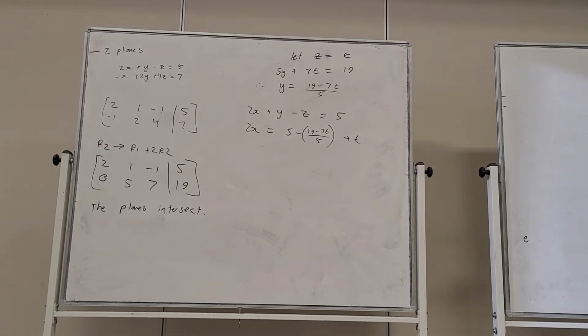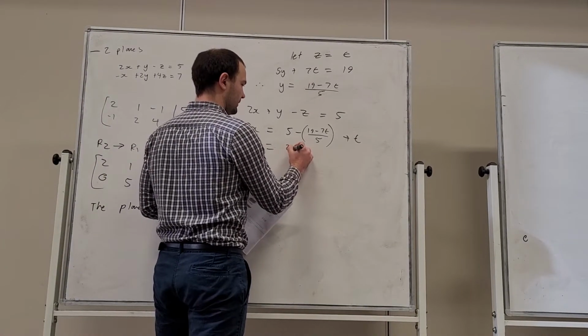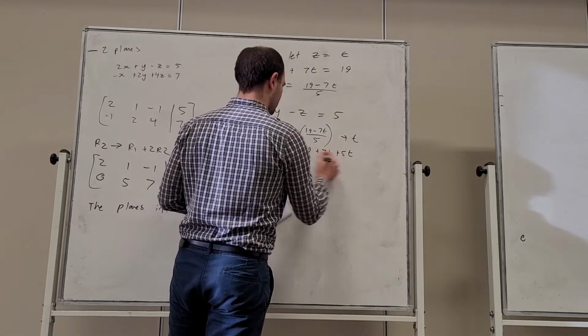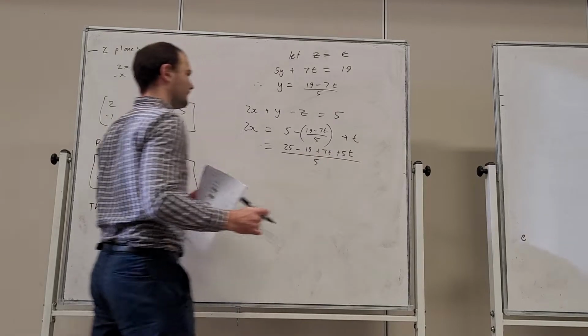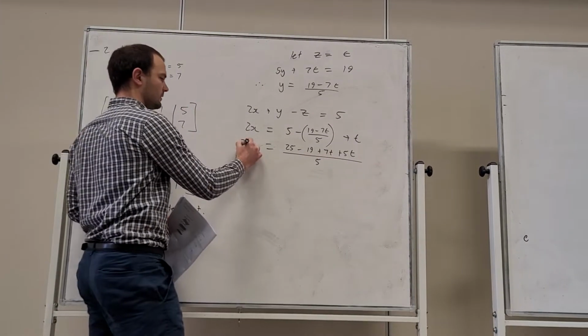Now before I divide by 2, I'm just going to collect all of that to simplify it. So what it's going to become is 25 take 19 plus 7t plus 5t on top of 5. Alright, that's what 2x is.